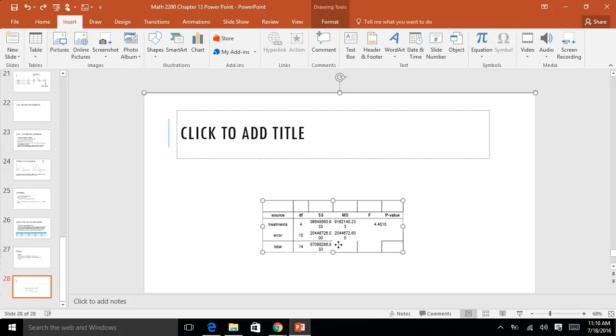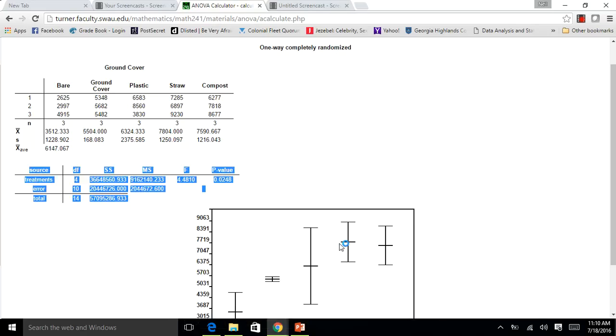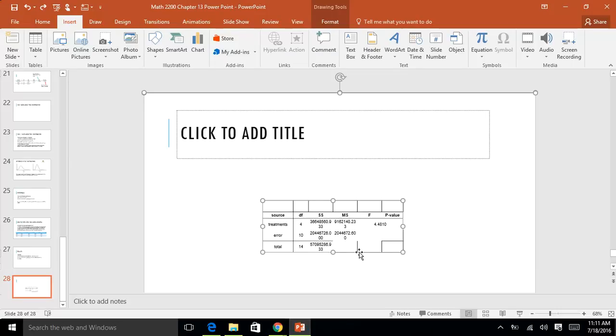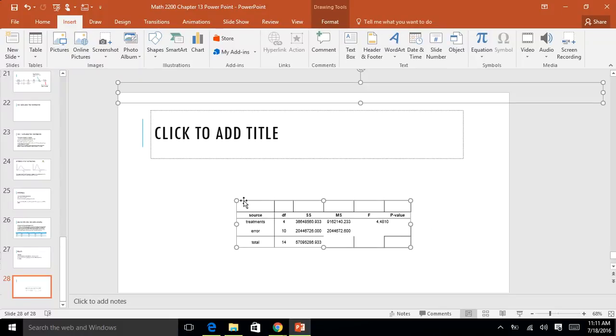Okay, let me go back to this and look at it. I'm looking at my sources. I've got my whole table. Degrees of freedom for treatments is 4. Degrees of freedom error is 10. I've got my SST, SSE, MST, MSE, my F value, and my P value, okay? Those are important. I put them there, but they don't look very good, so just be careful when you do that. I'm going to take it off because it looks really bad. Go ahead and get rid of that slide.